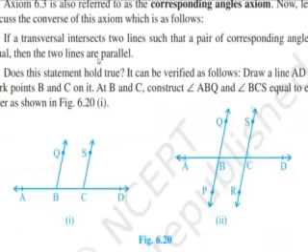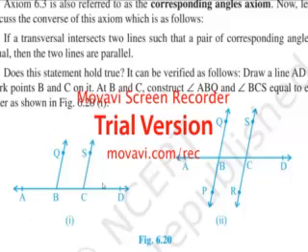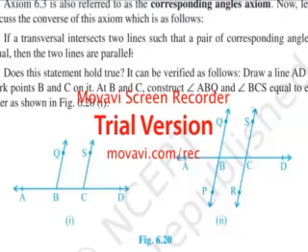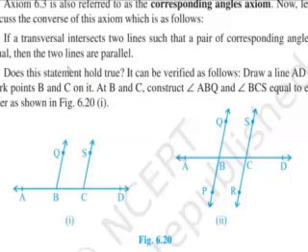If a transversal line intersects two lines such that a pair of corresponding angles is equal, then the two lines are parallel. When a transversal line intersects two lines and the pair of corresponding angles formed is equal, that means the two lines which are intersected by the transversal line are parallel. Does this statement hold true? That can be verified as follows.